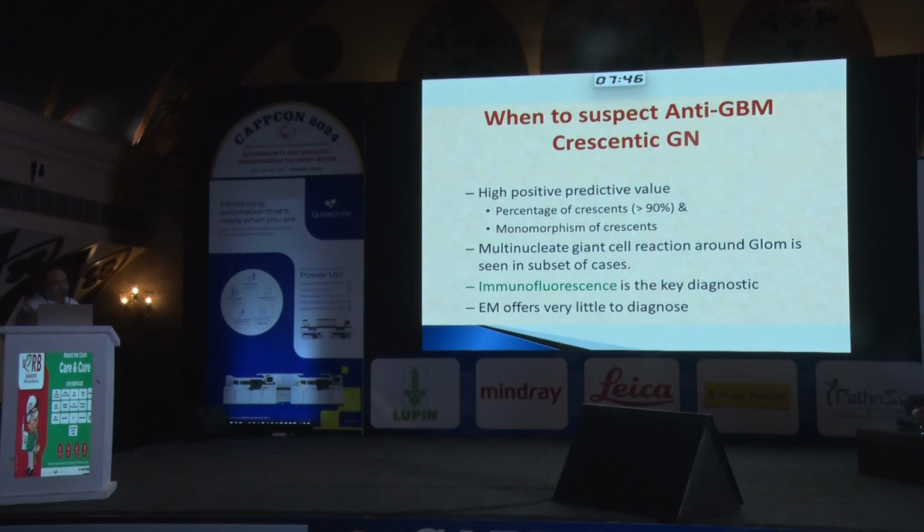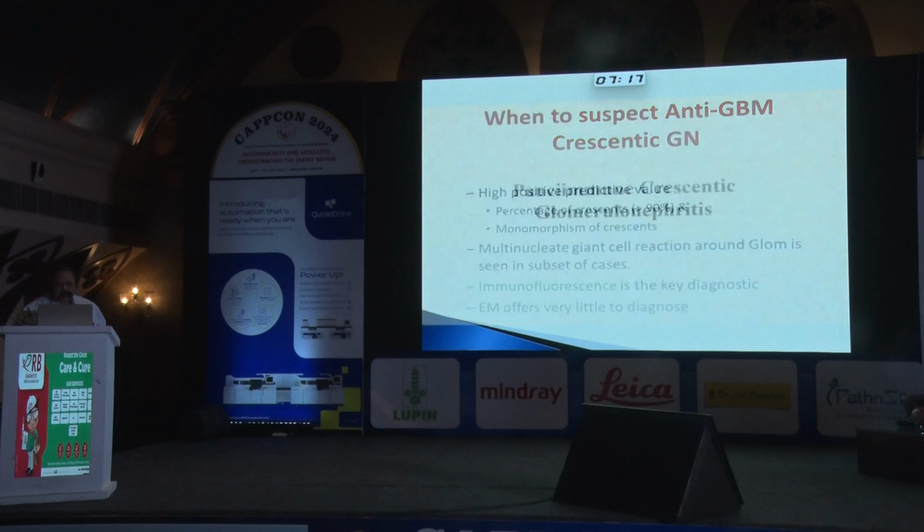Monomorphism of crescents. Most of the crescents are in the same chronological age. We find most of the crescents are almost similar. So that means they have been progressing together in the time frame. Then we can see multinucleate giant cell reaction around the glomerulus in some subset of cases. And these are the cases which can confuse us with GPA. Even in GPA, we can have granulomas and we can have giant cells.